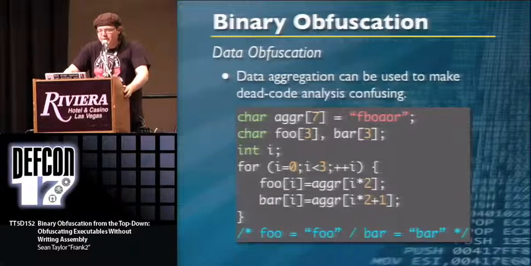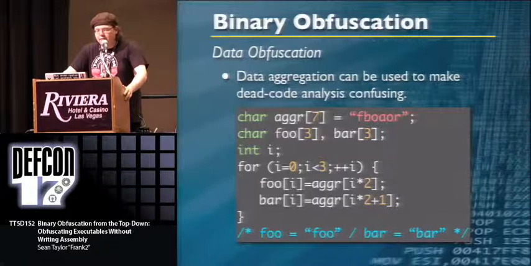Data aggregation is another technique you can use. Let's say that we have this string here, and when we do a dead code analysis on our program, it's just going to show up as a very strange string of nonsense. But at runtime, we can just basically put it back together. If we just do that loop at the bottom, foo becomes the string foo, and bar becomes the string bar. Unfortunately, they're not zero terminated, so if you try to print them, bad things will happen.